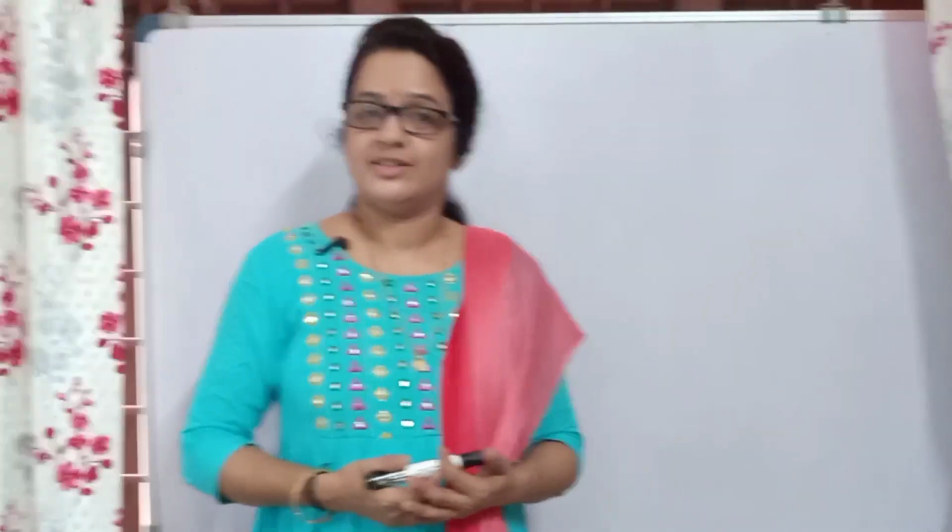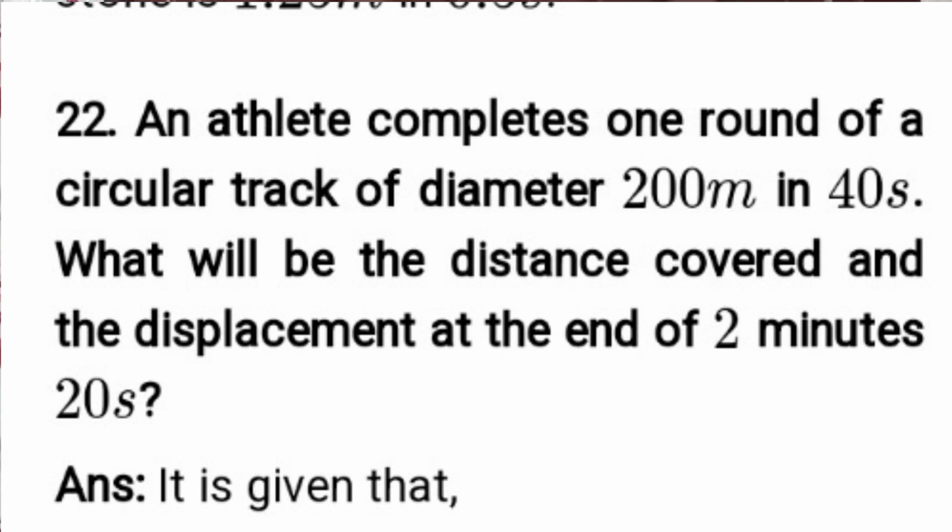Can we move to the first question? Now we have the first question. The question is, an athlete completes one round of a circular track of diameter 200 meters in 40 seconds. What will be the distance covered and the displacement at the end of 2 minutes and 20 seconds?